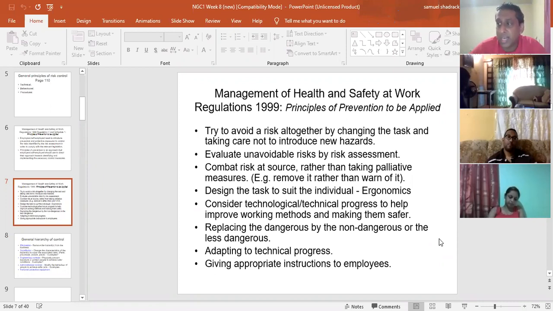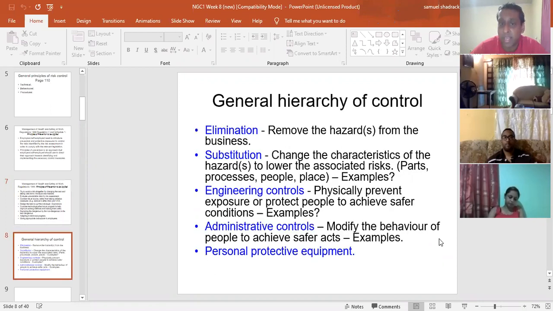The catch with this is that if an exam asks you for the principles of prevention, you have to take your answers from the principles of prevention. And if they ask you for the hierarchy, then you take it from the hierarchy.